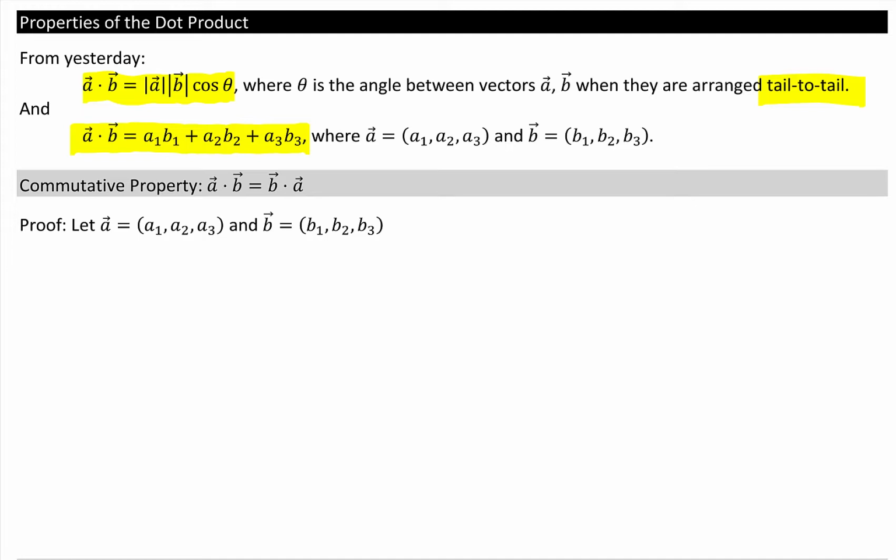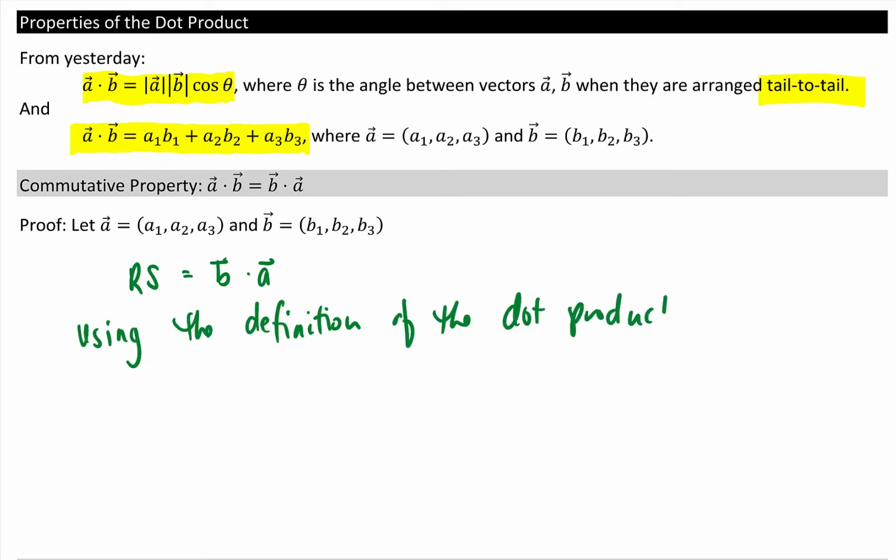So we're going to prove the commutative property of the dot product using algebraic vectors. To start our proof, we're going to let A equal A1, A2, A3, and B equal B1, B2, B3. Next, we're going to pick a side. So let's say we take the right side. And we see that the right side is equal to B dot A. Using the definition of the dot product, that is equal to B1A1 plus B2A2 plus B3A3.